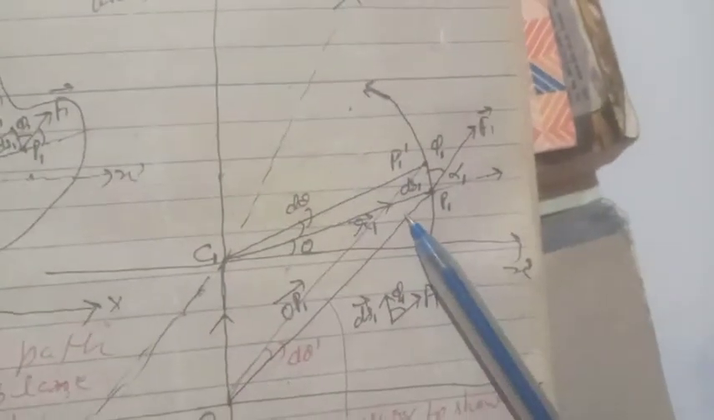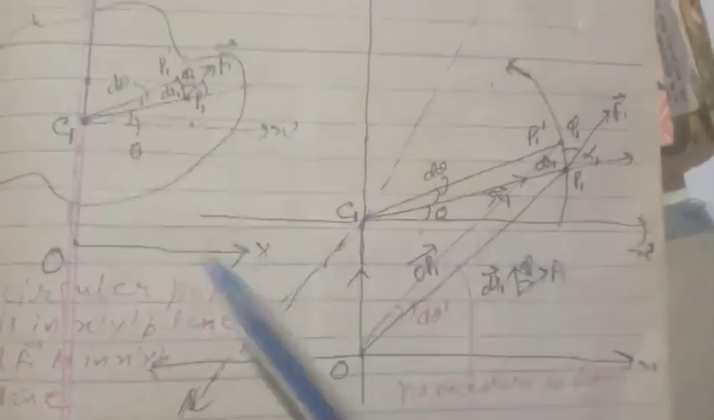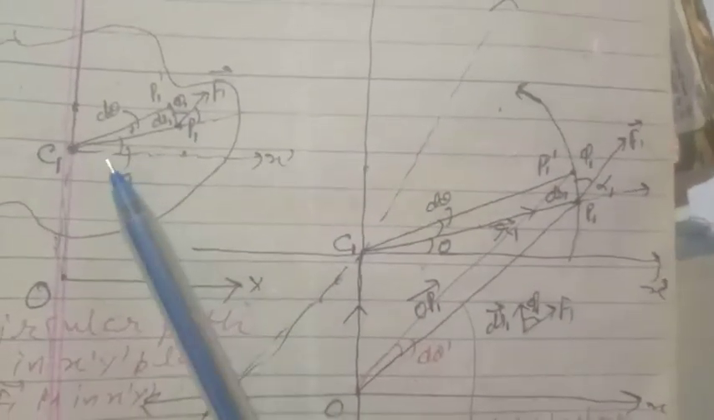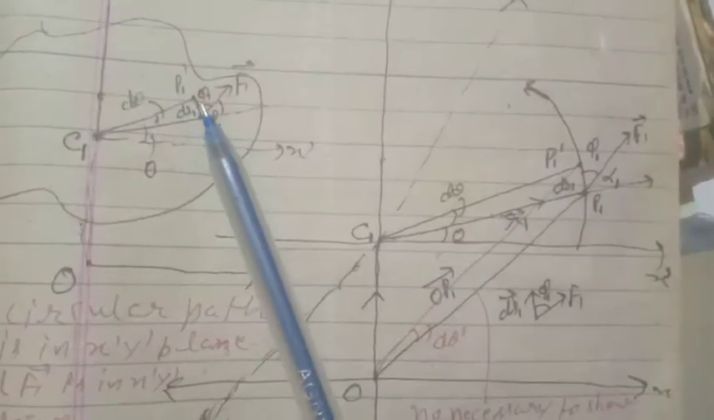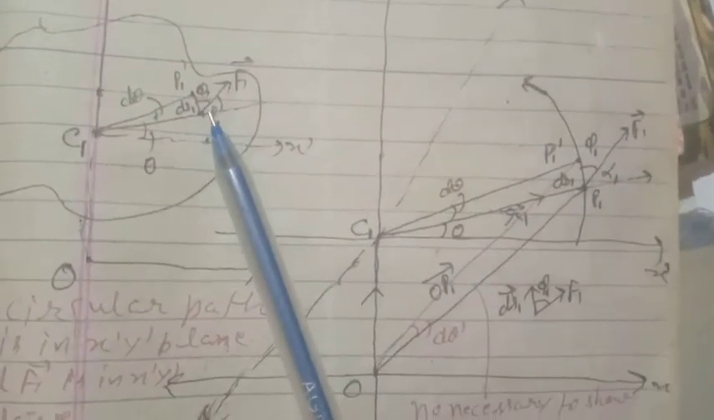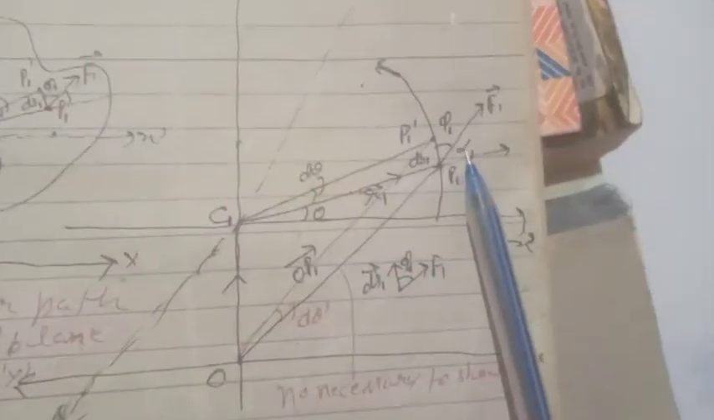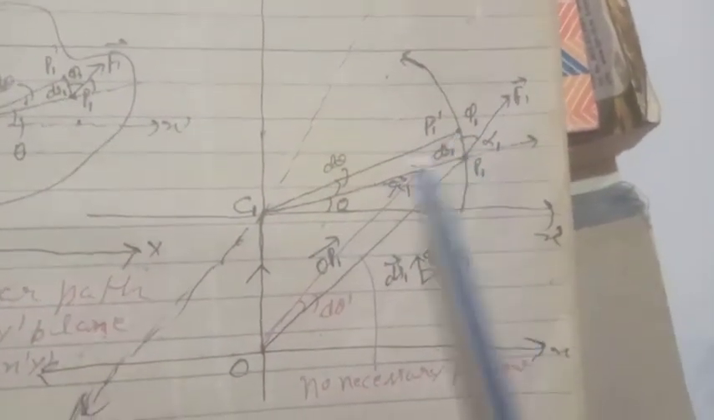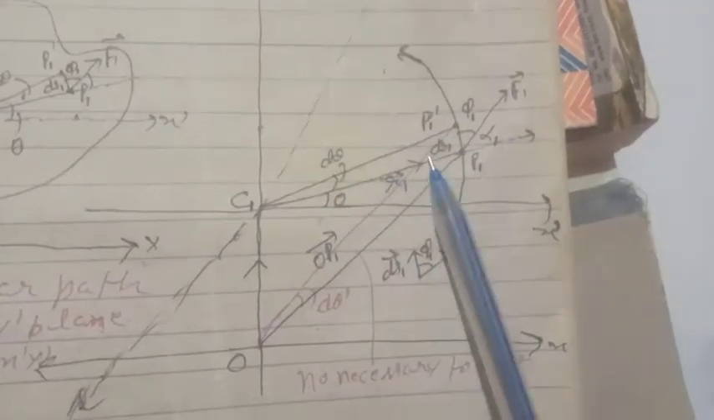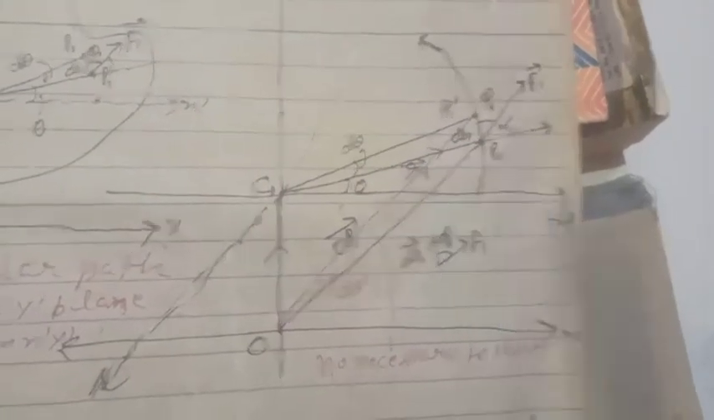The situation is shown. Here this is theta and d theta, this is F1, this is theta1, here it is alpha1, this is phi1, this is ds1, so d theta1 equals d theta equals ds1 by r1, which we have used.